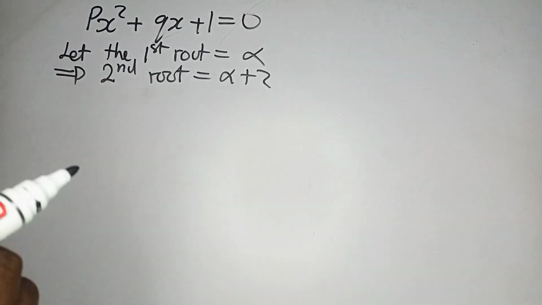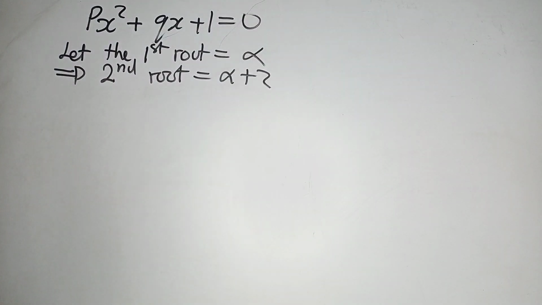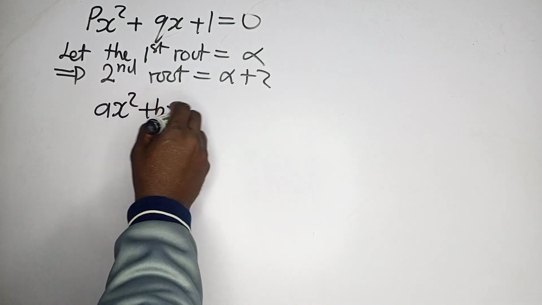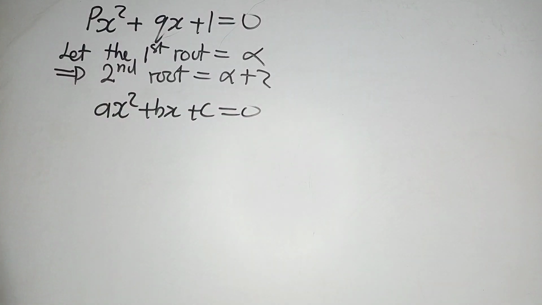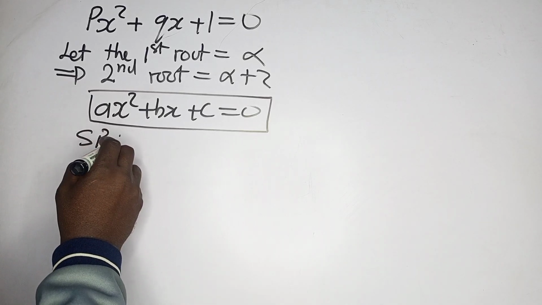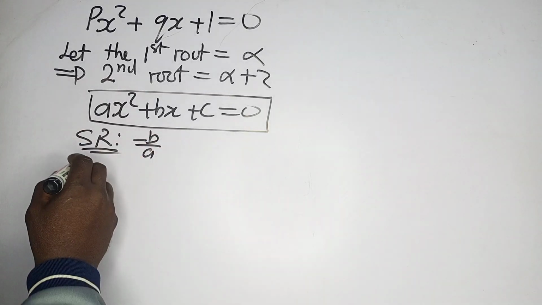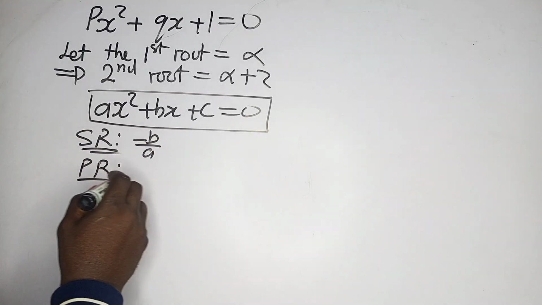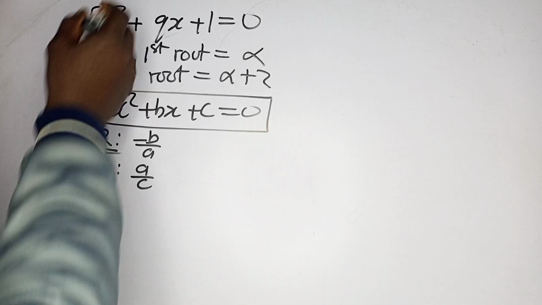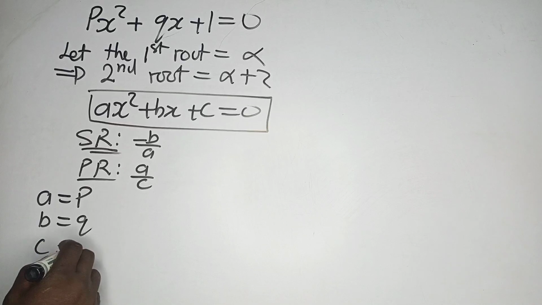Now, we are going to use the knowledge of the relationship between the coefficients of a quadratic equation and its roots. Let's look at the standard quadratic equation, ax squared plus bx plus c equals 0. For this standard equation, we know that the sum of roots, SR for short, is always negative b all over a. The product of roots, PR for short, is c all over a. If we compare this and that, we will see that our a is p, our b is q, and our c is 1.